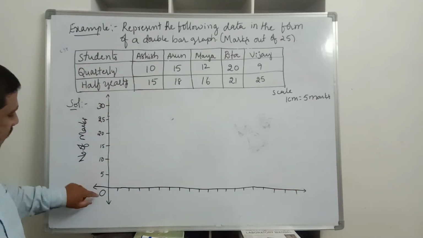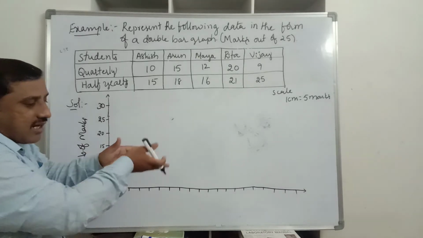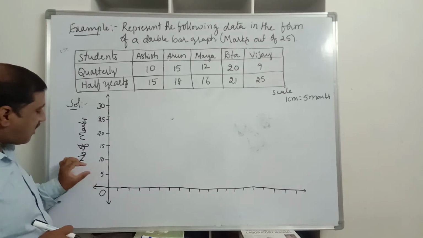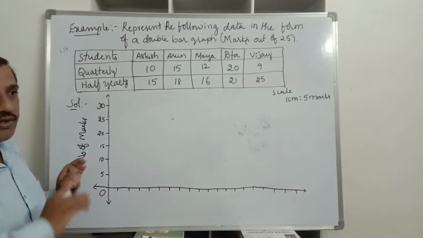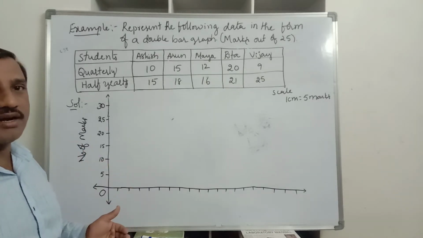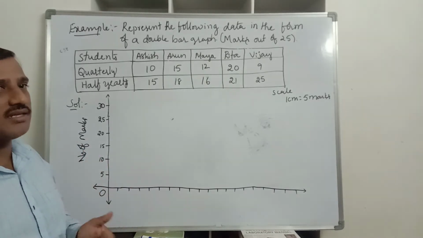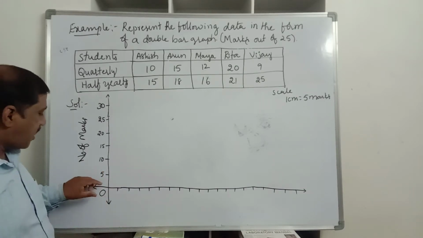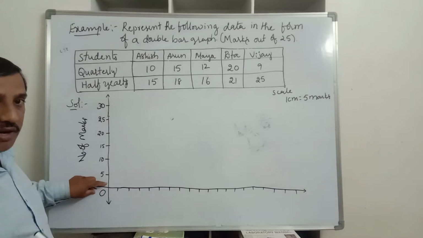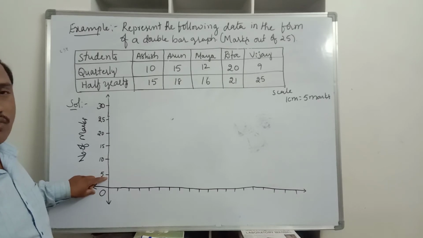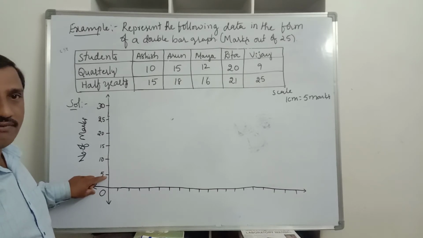Between 0 and 5 we have 10 thin lines in our graph paper. The 10 lines represent 5 marks, so 1 mark is represented by 2 lines, the next mark by the next 2 lines, and so on. So the second line represents 1 mark, the fourth line 2 marks, the sixth line 3 marks, the eighth line 4 marks, and the 10th line 5 marks.